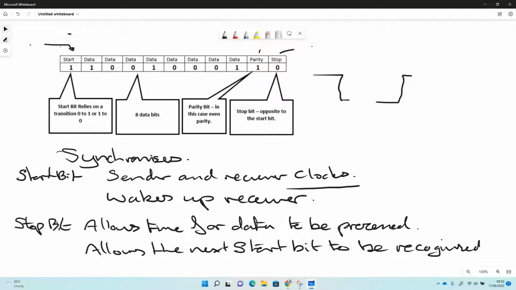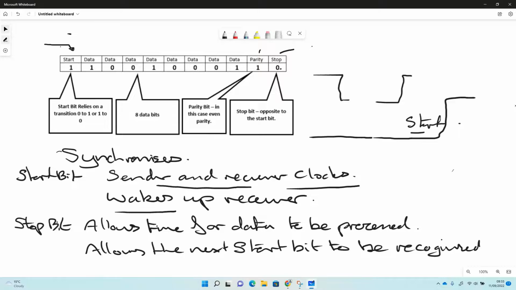And that's because of this transition idea. So in this case, we've gone to 0 level. So the system is then on this 0 level until it gets a transition, and that transition is going to signify the start of a new transmission. So it's all about the transition between either low to high or high to low, so that we can identify when the next transmission is going to start. And again, that will mean we'll wake up the receiver, or sender and receiver clocks will be synchronized so that they can be ready to receive the data.